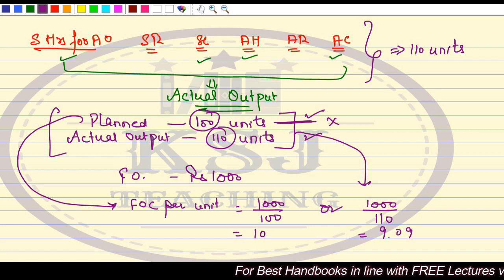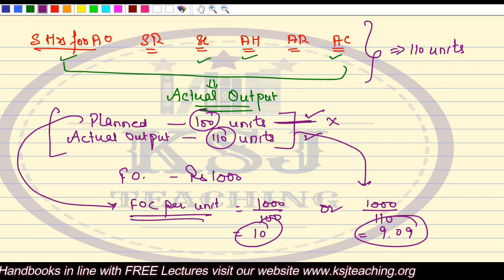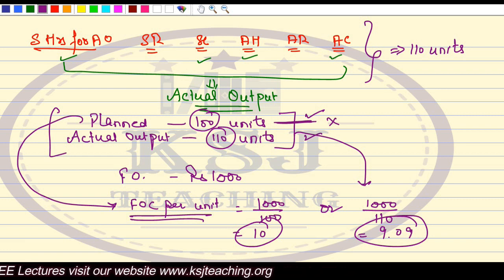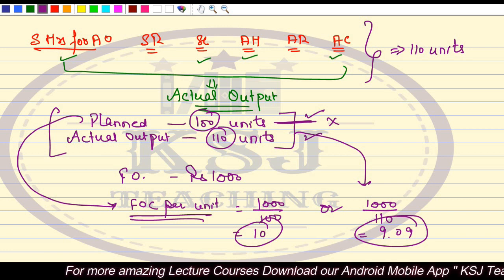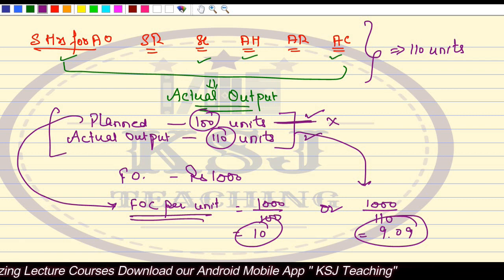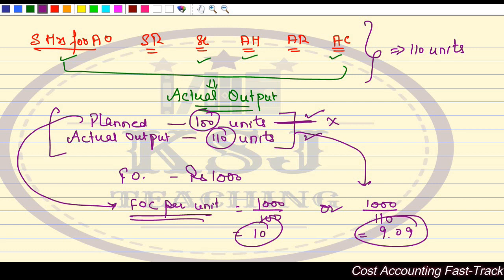So that is why it is important that we consider the standard output and the actual output also, because there will be a variance in the fixed cost per unit as per the standards and as per the actual output. That is why we are studying this. Now, in case of variable overheads, why do we not consider it? Because the variable overhead is going to change with the change in the level of activity. If you move from 100 to 110, the variable overhead will accordingly change. The variable overhead is not going to remain constant, right? But the fixed overheads are going to remain constant, but the fixed overhead cost per unit will change with the change in the output, right?